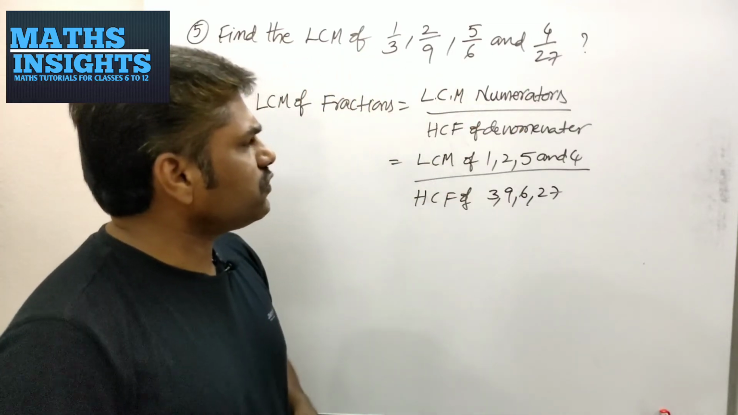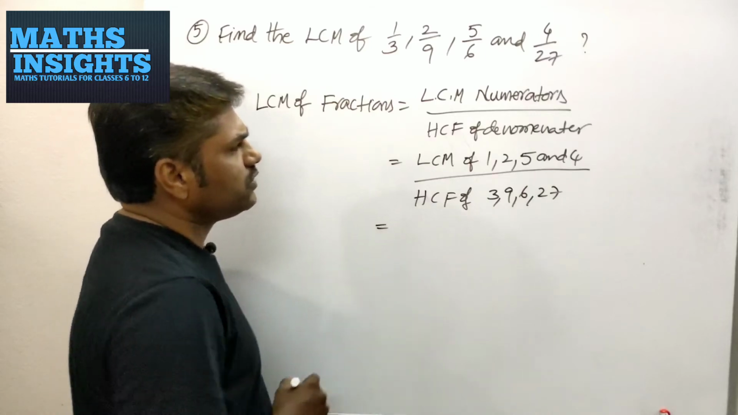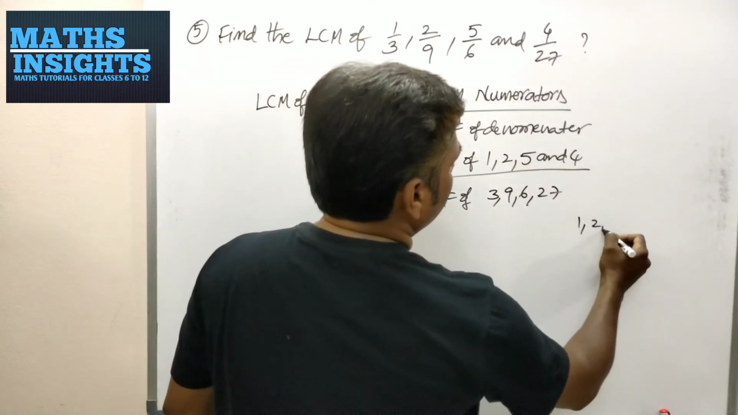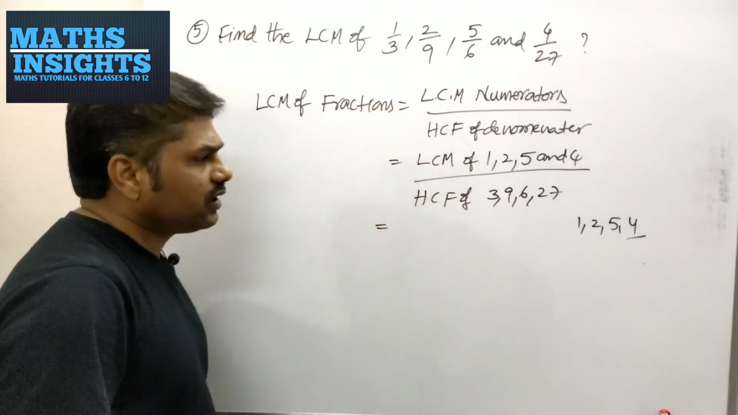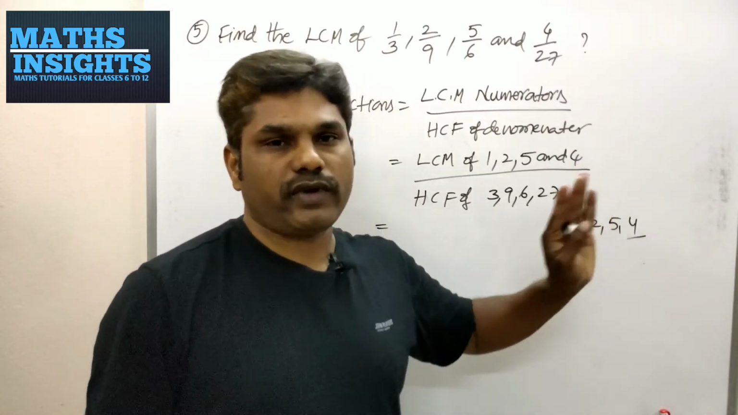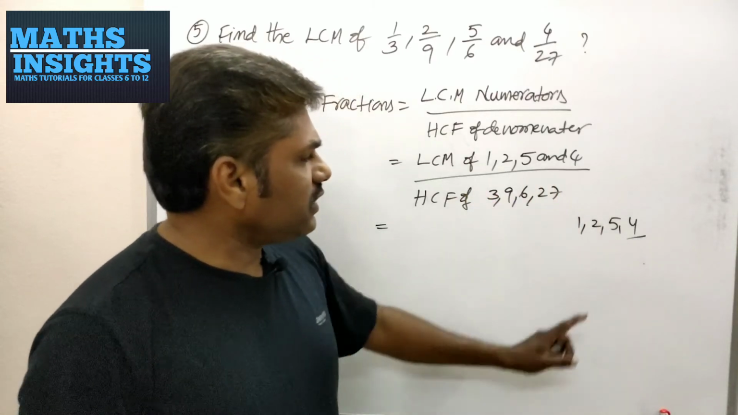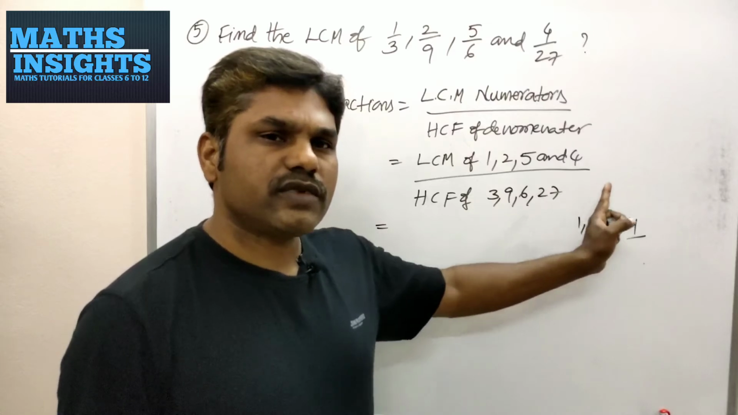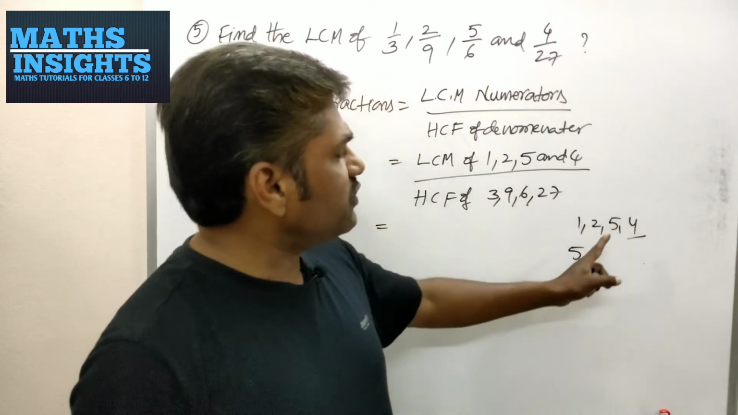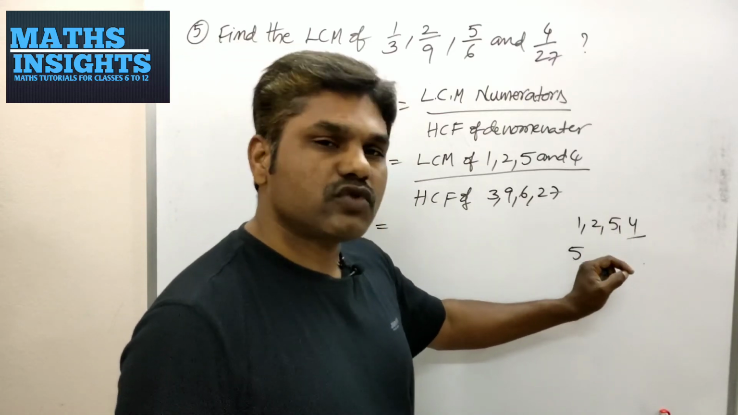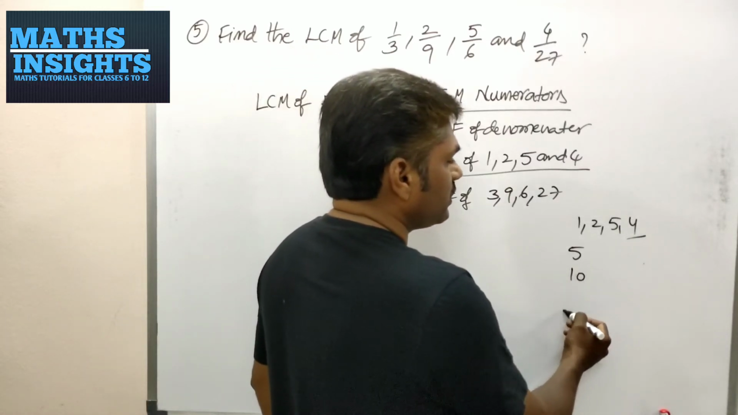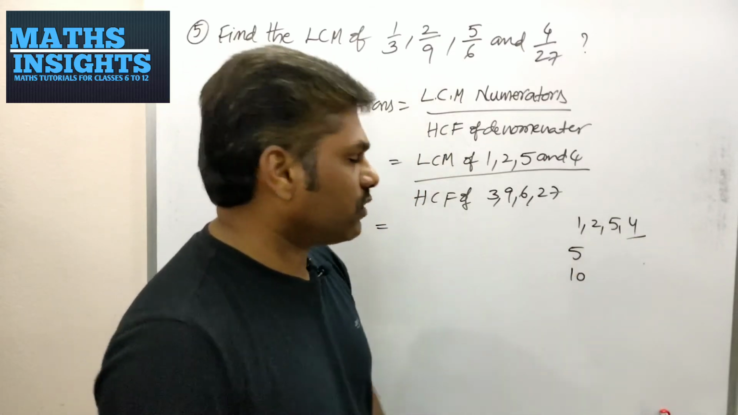Now the LCM of 1, 2, 5 and 4. You have to understand the concept. The LCM will be 5 or a multiple of 5. If you observe, 5 is the biggest among the given numbers, and 5 is not divisible by the other two numbers, 2 and 4. Therefore you have to take multiples of 5. 10 is divisible by 2 but not 4. So 20.